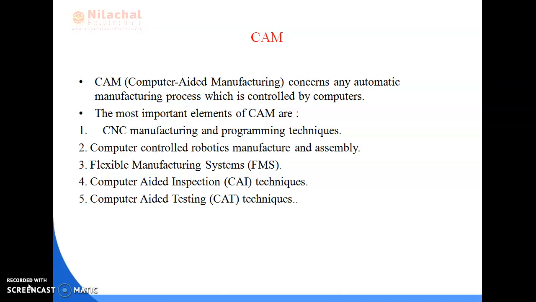The most important elements of CAM are CNC manufacturing and programming techniques, computer controlled robotics manufacture and assembly, flexible manufacturing system that is also known as FMS, computer aided inspection or CAI techniques, computer aided testing or CAT techniques.